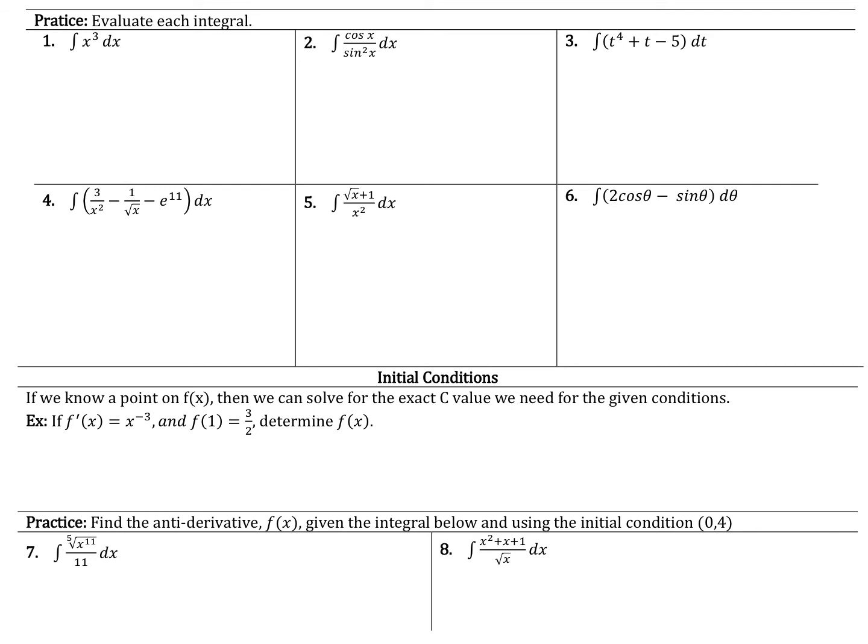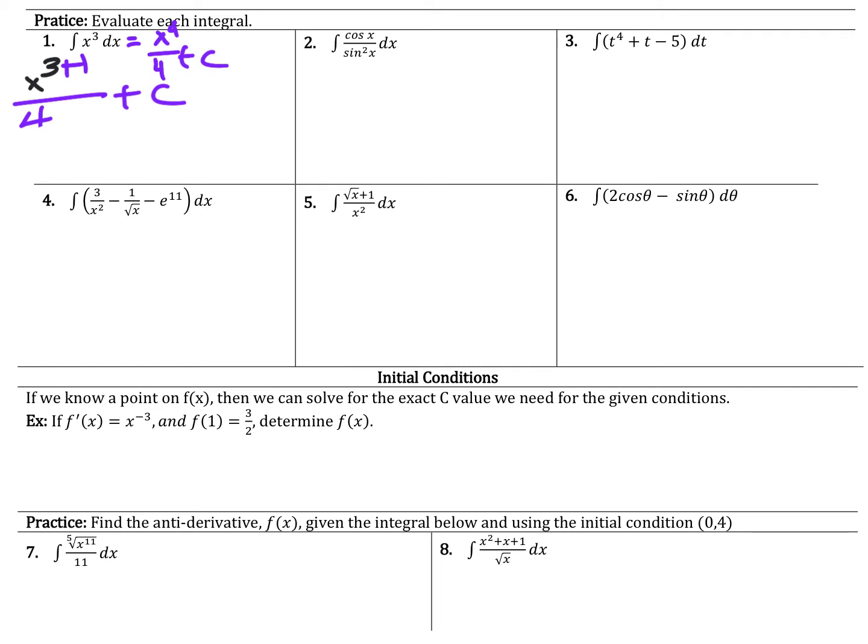Looking at example 1, I have the integral of x to the third power dx. So this is a polynomial term. Based on the power rule for integration that we just learned, we take the exponent and add 1, and we divide by that new exponent. 3 plus 1 is going to be 4. So that means this integral is equal to x to the power of 4 over 4 plus c.